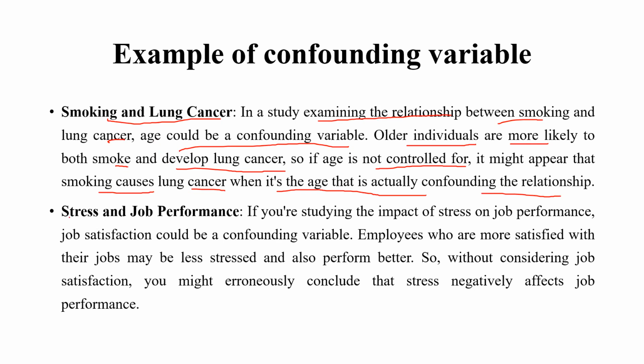In another example, like stress and job performance, if you are studying the impact of stress on job performance, job satisfaction could be a confounding variable. Employees who are more satisfied with their job may be less stressed and also perform better. So, without considering job satisfaction, you might wrongly conclude that stress negatively affects job performance.